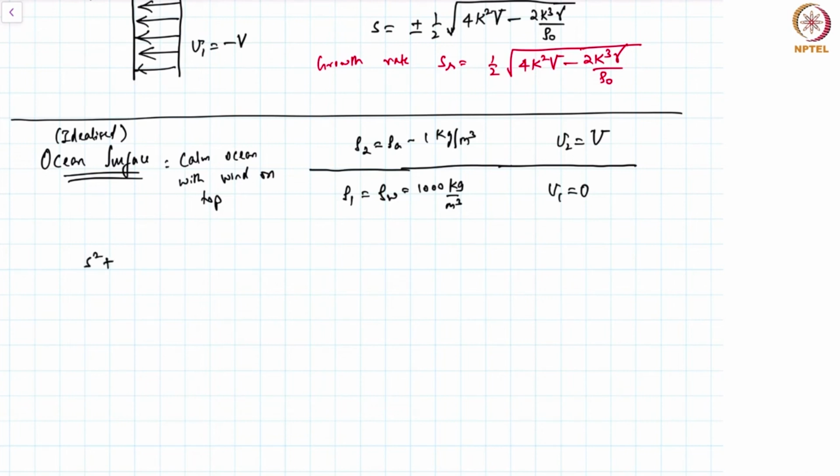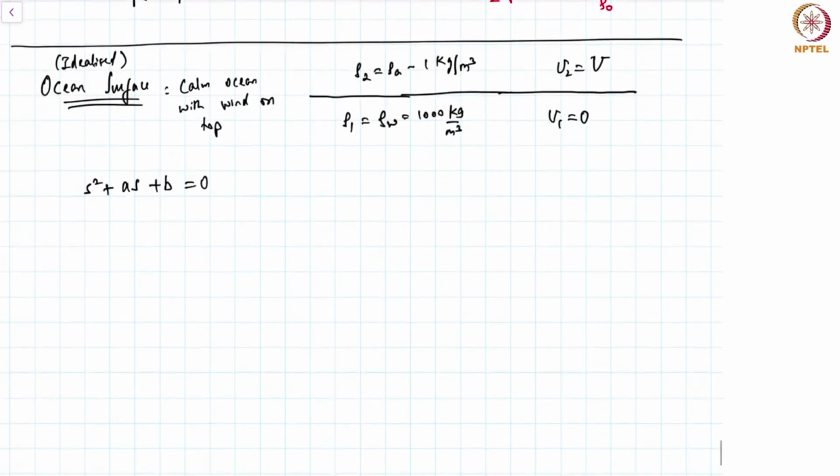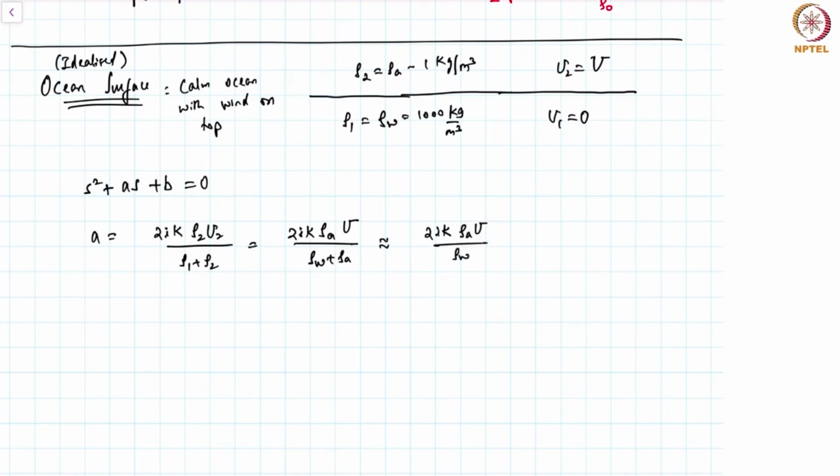Our original equation was s squared plus A s plus B equal to 0. Now A simply becomes 2ik. I'll do it in the 2D limit. Rho 2 U2 divided by rho 1 plus rho 2, which can be written in the variables that we've written. Rho 2 becomes rho air, U2 becomes capital U, and this becomes rho W plus rho air. So A is approximately 2ik rho air U divided by rho W, because the denominator, rho W plus rho air, is approximately just the density of the water. Air density does not contribute much to this case.